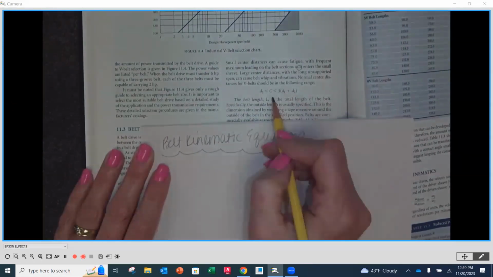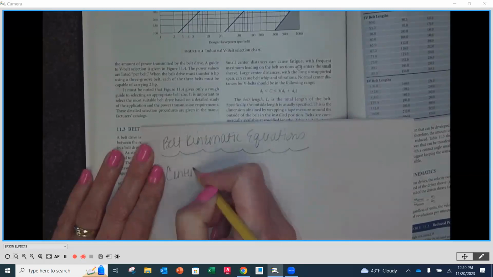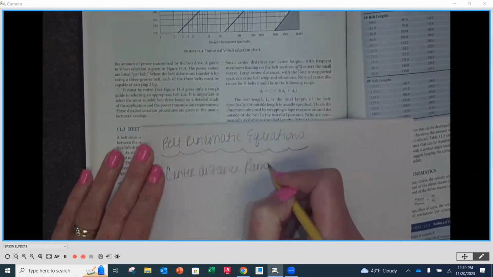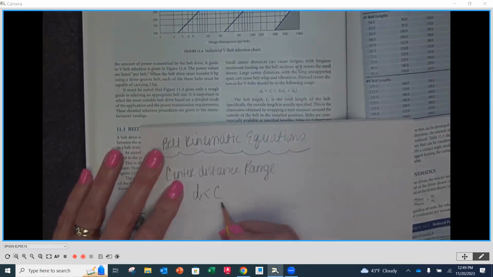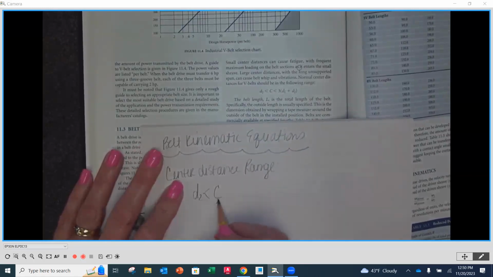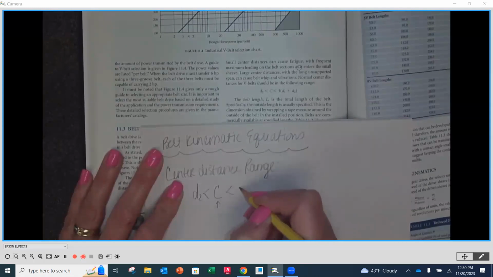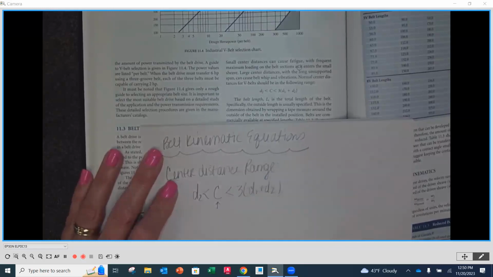Okay, so the first thing we want to do is this is going to be center distance range. Okay, and that's going to be D2. Then it has to be less than your center distance. So the center distance is in the middle here. It has to be greater than whatever your larger sheave is, but it has to be less than 3 times D1 plus D2 once we determine that. Okay, so this is a range, not an equation. It's going to be something that we're going to check.